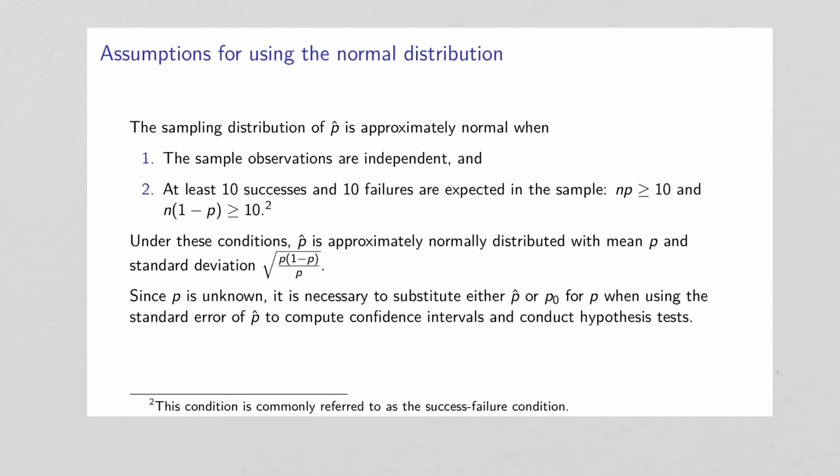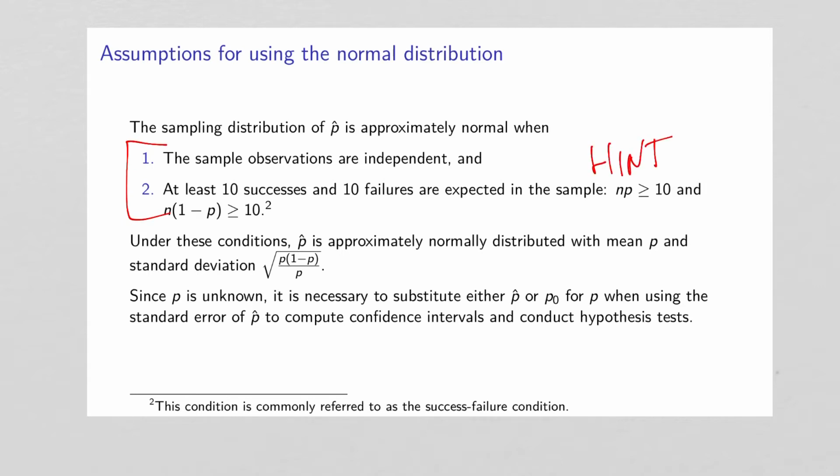Hopefully this is bringing back some memories from the earlier chapters. The sampling distribution of p hat is approximately normal when the sample observations are independent and at least 10 successes and 10 failures are experienced in the sample. So n times p is greater than or equal to 10, and n times (1 minus p), failures, is greater than or equal to 10. Remember, we need to have these. Hint for your final exam.